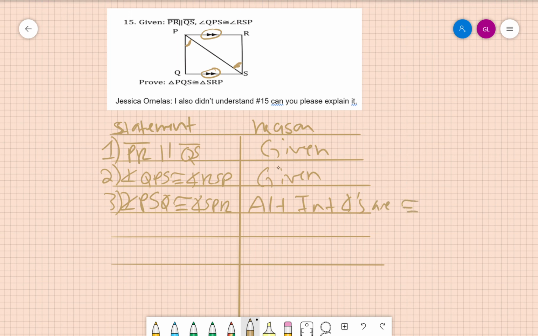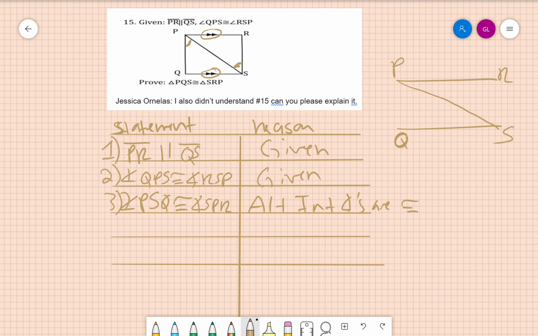So now let's go ahead and take it apart, right? So now that's PR and this is QS. So we're going to put here PR and here QS. And then we have the one transversal here, which is PS. Right, so then I wouldn't even draw PQ and RS, because right now just draw the parallel lines and the one transversal that cuts through them.